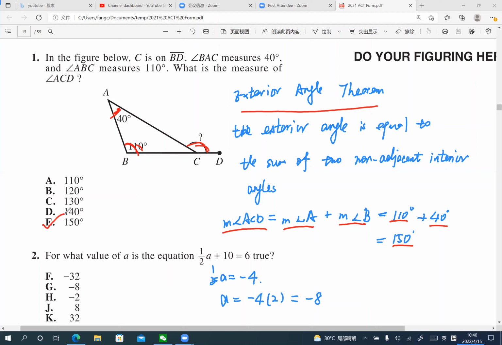Question 2. For what value of A is the equation 1/2 A plus 10 equals 6 true? So we just need to solve the equation. So 1/2 A equals 6 minus 10, which is -4. A equals -4 times the reciprocal, 2, and equals -8. So we should choose option J.